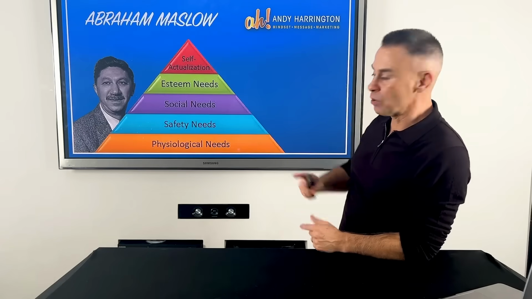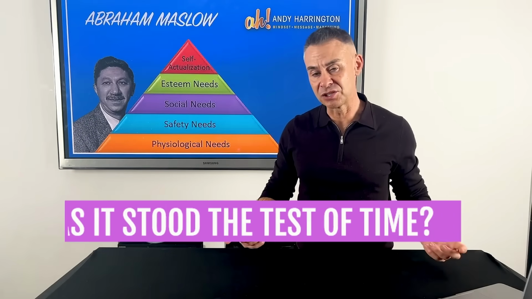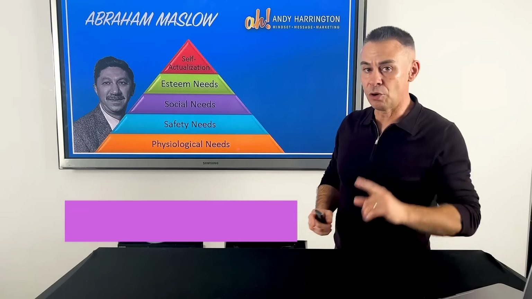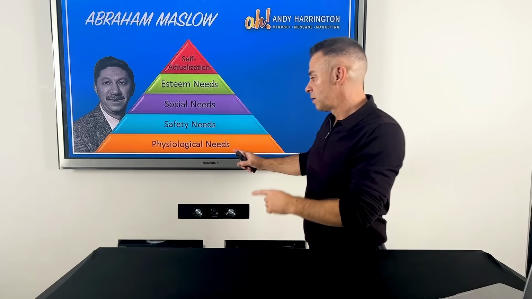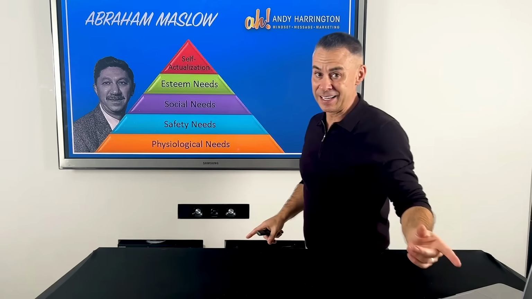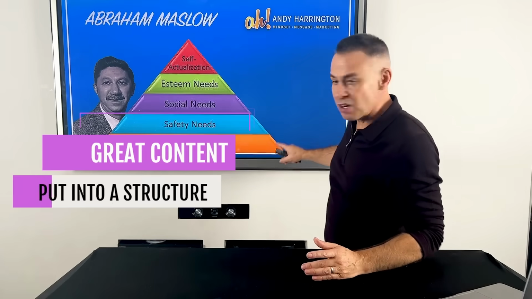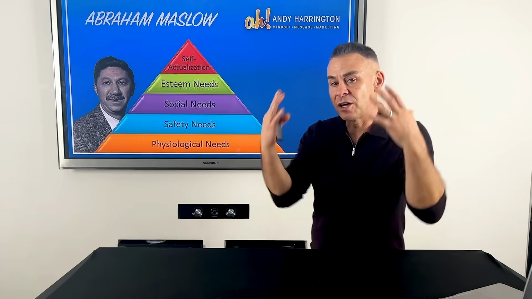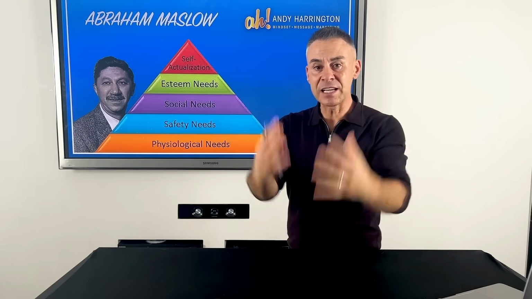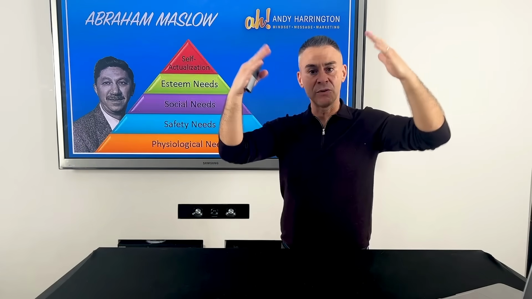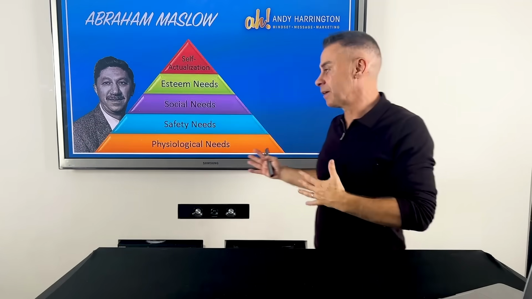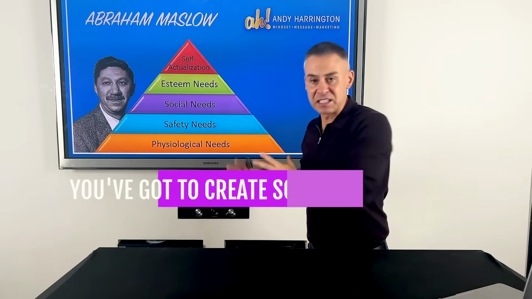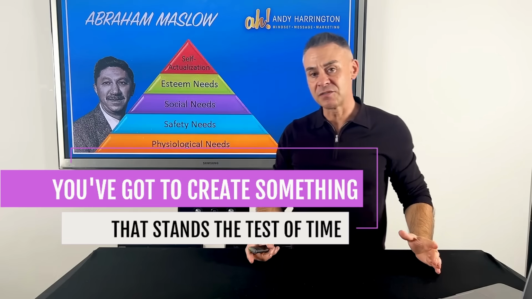This is Maslow, hierarchy of needs. Has it stood the test of time? Since the Second World War. Why though? Well, it's not just because the content's great, and it is, it's because it's in a structure. It's a pyramid. It's a structure that we recognize. When I say Maslow, you probably think ascending triangle. That's what most people would think who understand it. So that's the point. You've got to create something that stands the test of time.